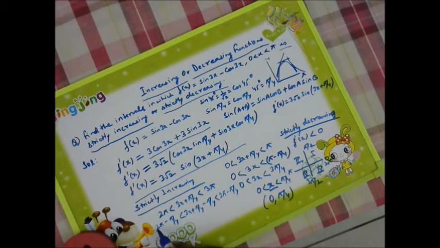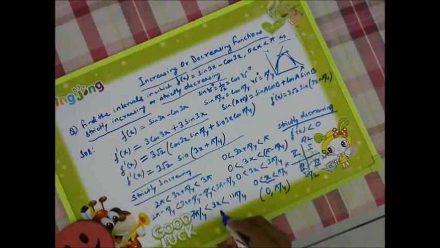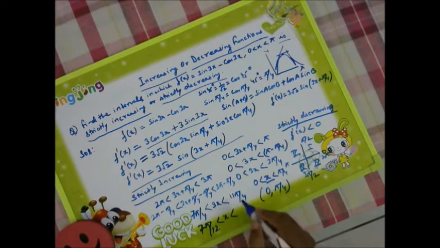So 2 pi minus pi by 4, so 8 pi minus pi, so it will become 7 pi by 4. And this pi by 4 will get cancelled, less than 3x. And then 3 pi minus pi by 4, so 12 pi minus pi, so 11 pi by 4. If we are dividing all by 3, here we are getting 7 pi by 12, then x, then here 11 pi by 12.